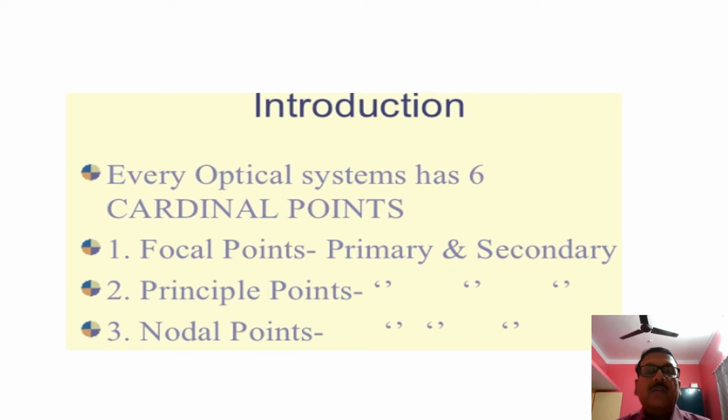Every optical system has 6 cardinal points. First, focal points, primary and secondary. Second, principal points, primary and secondary. And third, nodal points, which are also primary and secondary. Hence, there are 6 cardinal points.